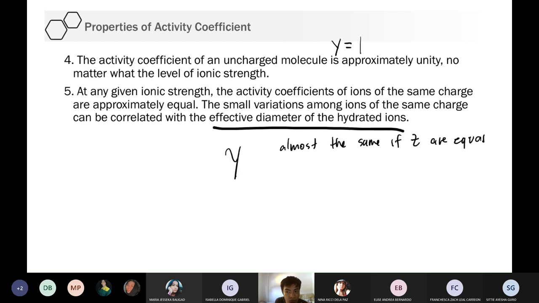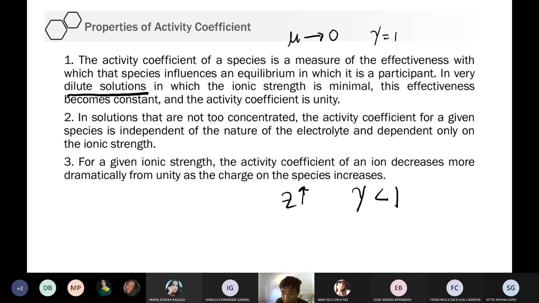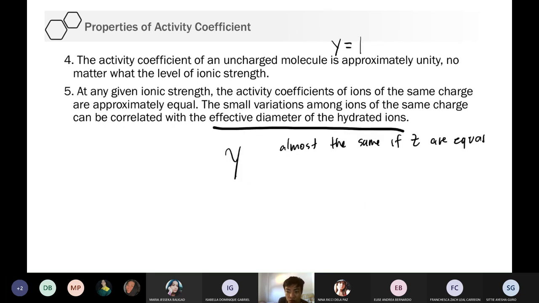Okay? However, if we have diverse ions, or actually even common ions, no? Basta may ibang ion tayo sa solution, then doon na nagpe-play ng role yung activity coefficient, yung gamma. So, it deviates from the unity. Basta may ionic strength, doon na nagbabago yung gamma. And as a result, the equilibrium constant is changed as well.